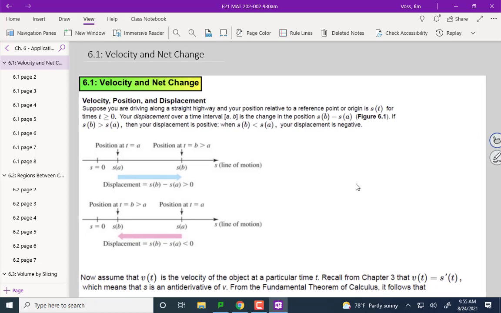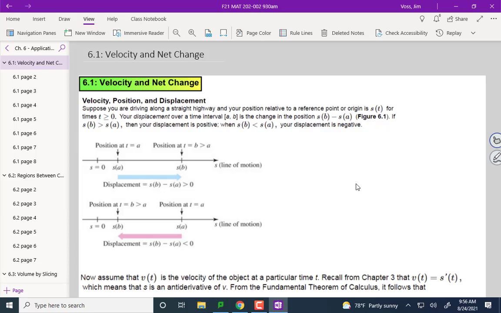idea is that with displacement, we're imagining some object moving. We've got its position at time A. We've got its final position, which we're going to call position at time B. And the displacement is simply the terminal position minus the initial position. So final minus initial, and that gives us our displacement.